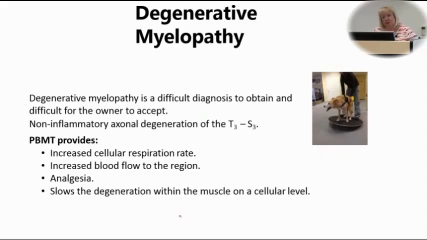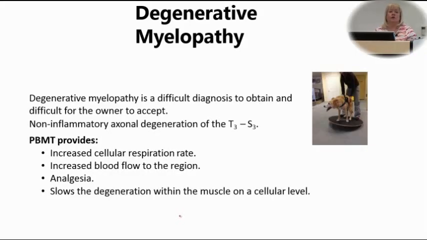So when we're helping them with some of these things we've talked about, one of the things we were talking about is laser or photobiomodulation therapy. How does that help with degenerative myelopathy? It doesn't stop the demyelination, but it does a few things for the muscles. It's going to increase your cellular respiration and the blood flow. It's going to provide analgesia to the areas of muscle that are being overworked because the other areas south of it are not working. And so it's going to slow the degeneration that's going to occur within the muscle at the cellular level. So here is an interesting paper.